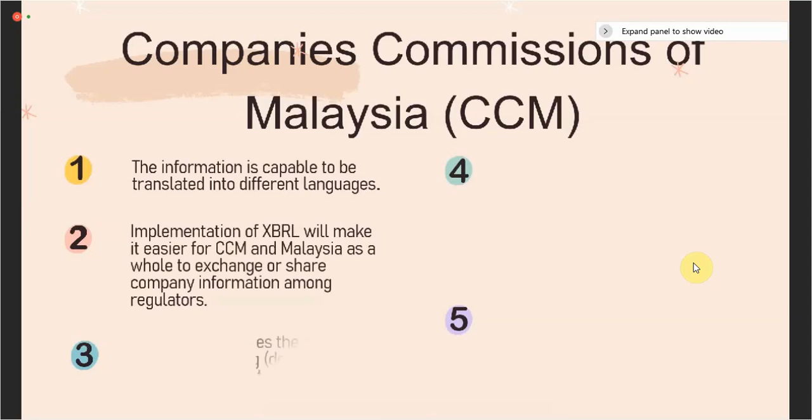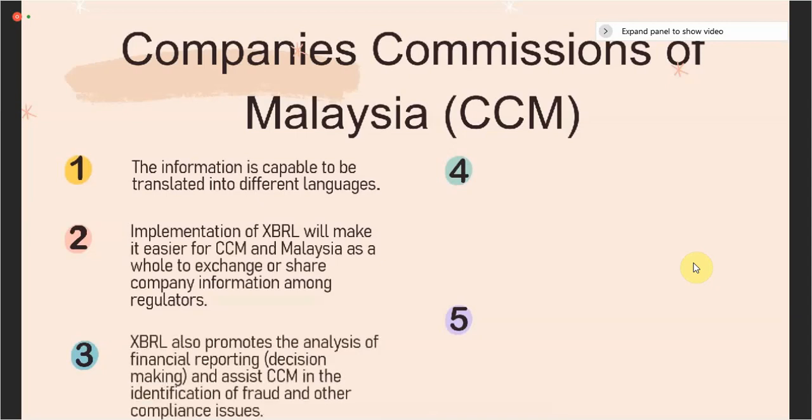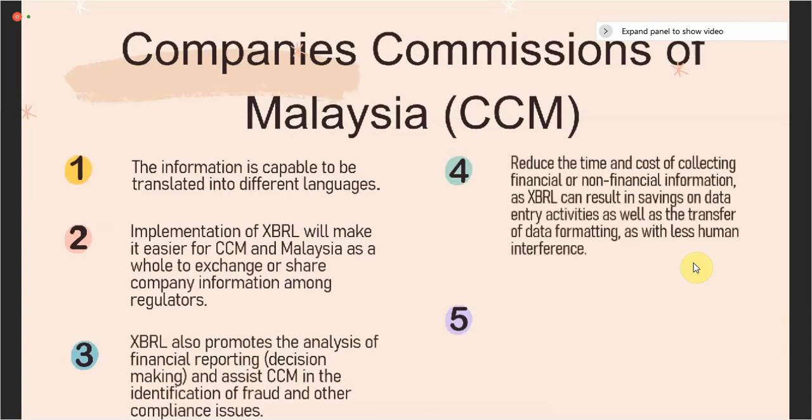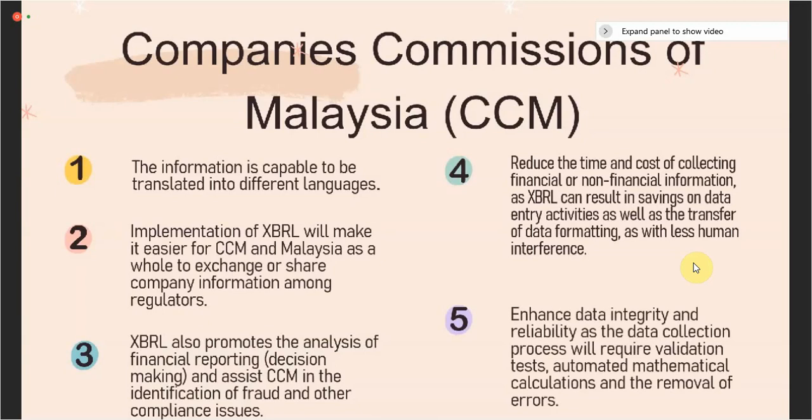information among regulators. Third, XBRL also promotes the analysis of financial reporting, which is for decision making, and assists CCM in the identification of fraud and other compliance issues. Fourth, it reduces the time and cost of collecting financial or non-financial information, as XBRL can result in savings on data entry activity as well as the transfer of data formatting, with less human interference. And the last one is enhanced data integrity and reliability, as the data collection process will require validation tasks, automated mathematical calculations, and the removal of errors.